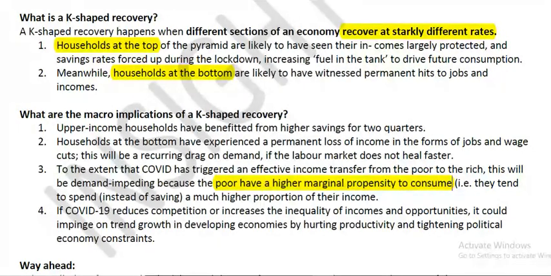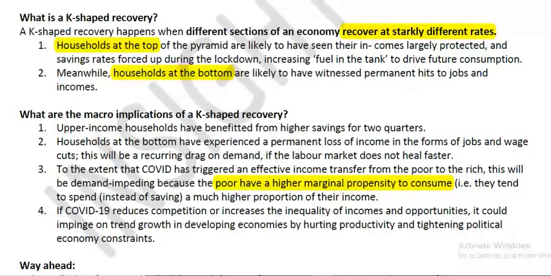That is, if poor people get 1 rupee, nearly 50 or 60 percent of it they try to spend, instead of saving, as a higher proportion of their income. So with these households at the bottom of the pyramid, the marginal propensity to consume is high and hence demand increases. But the households at the top of the pyramid are likely to have seen their incomes largely protected. They save their income and hence demand decreases.